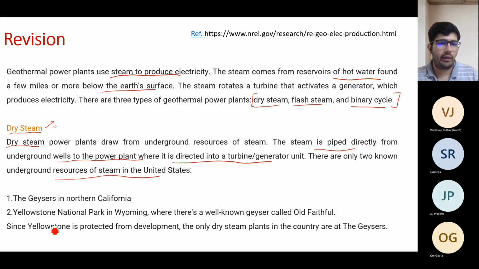The Geysers in Northern California and Yellowstone National Park in Wyoming, where there's a well-known geyser called Old Faithful. So these are two locations. For more detail, you can search it, or you can refer to some other book. Since Yellowstone is protected from development, the only dry steam plants in the country are at the Geysers. So maybe Yellowstone National Park is under protection, so there are no activities going on. Okay. So basically in dry steam we are getting the superheated steam directly, and we are running the turbines directly from that steam.